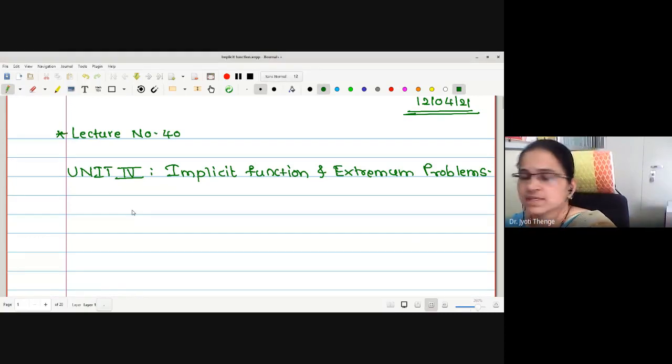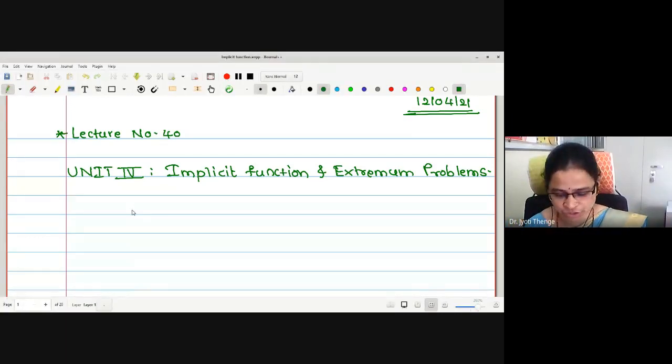Lecture number 40, implicit function and extremum problems. As the heading of this unit is implicit function and extremum problem, these two words are not new to us. Correct? We have heard these two words previously, implicit function and extremum problems. Can anyone tell me any of the words which you know among these? Implicit function, do you know? Or extremum problems? Because this unit is divided into two parts, implicit function and extremum problem. There were in all 8 to 9 theorems in this last unit.